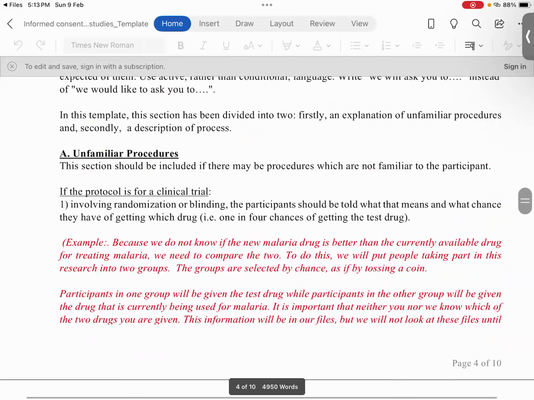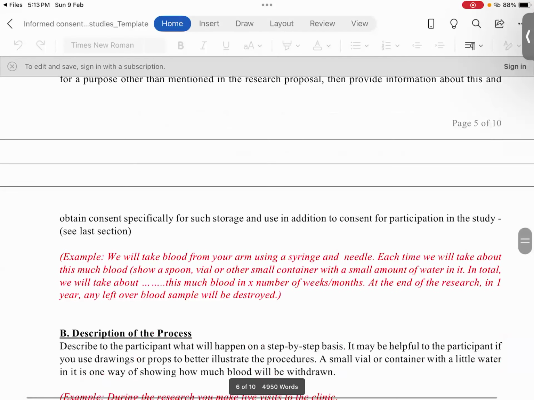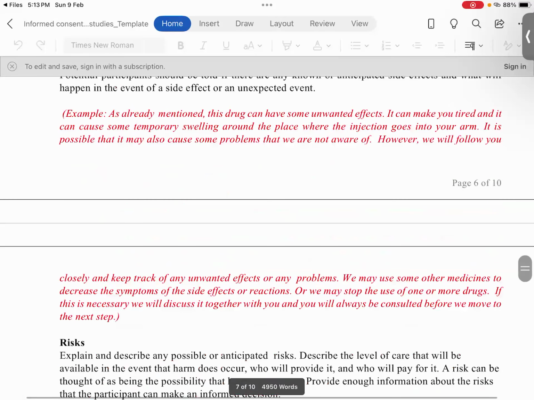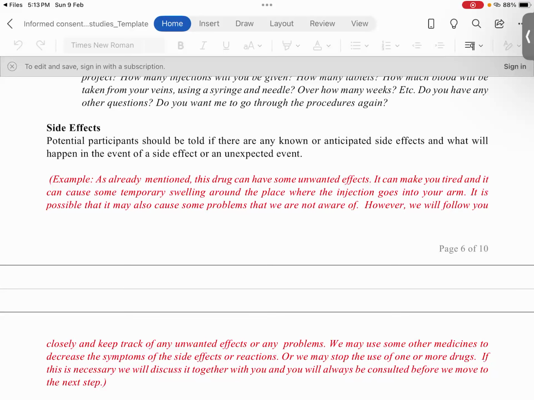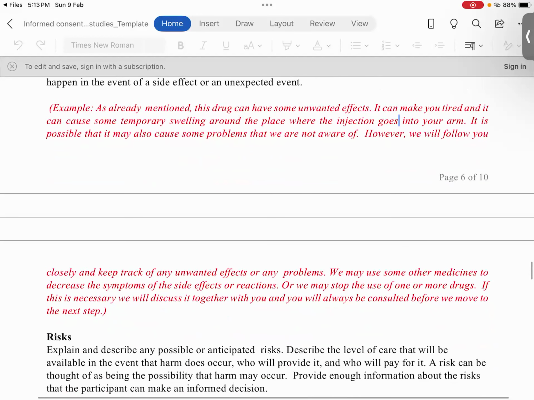So what else did I want to show you? The rest you can read and take as examples for yourself. See the side effects. Otherwise, in a clinical trial we say adverse events. They are explained like this: as already mentioned, this drug can have some unwanted effects. It can make you tired, and it can cause some swelling around the place where the injection goes into your arm. It is possible that it may also cause some problem that we are not aware of, because this is research. However, we will follow you closely and keep track of unwanted effects or any problem. We may use some other medicines to decrease the symptoms or side effects. So you tell them in advance what can happen to them in a trial.